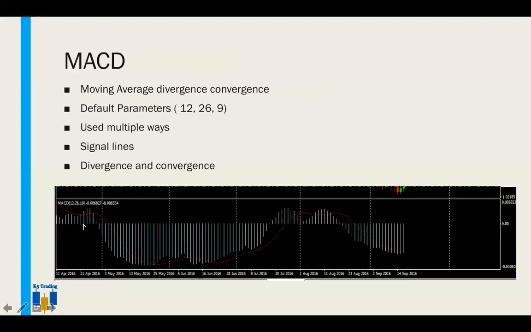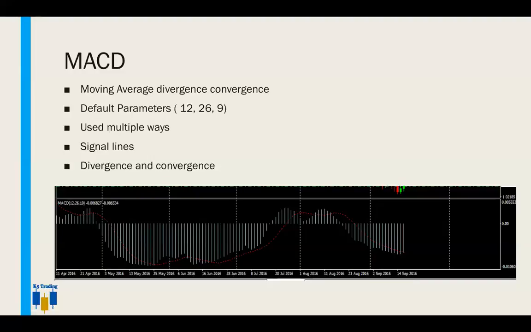People actually use this in different ways. If the histogram is above the zero line, they see this as a signal to buy. When the histogram is below the zero line or crosses below the zero line, they see this as a selling or shorting signal. This is one way people use it, and it is very common in the stock market. Another way people use MACD is to see the signal line crossing above and below the zero line.